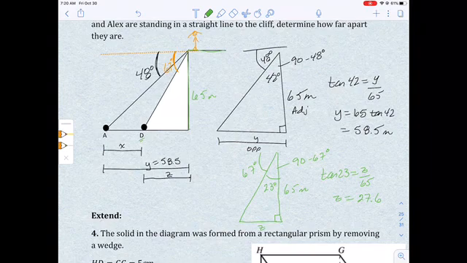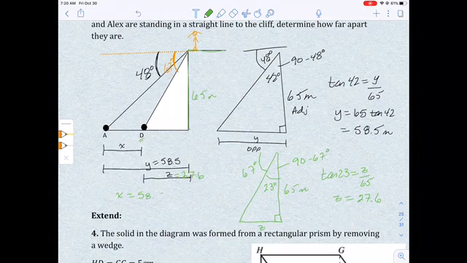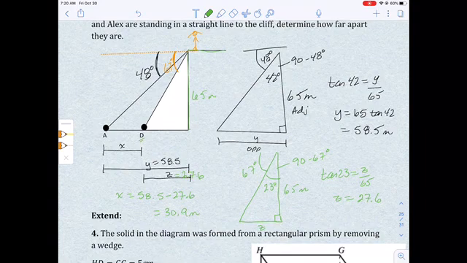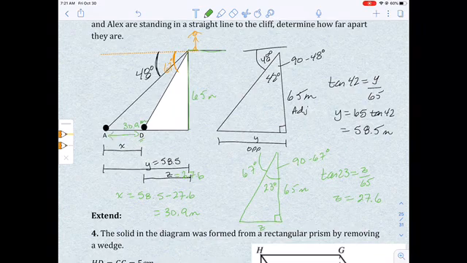And if we then subtract those, it's going to be 30.9. So there we see the distance between me and George, which I'm sure you were ever so curious about. That distance is 30.9 meters.